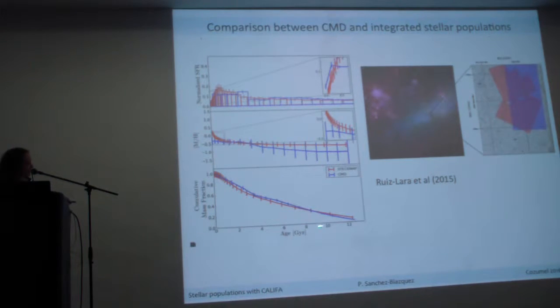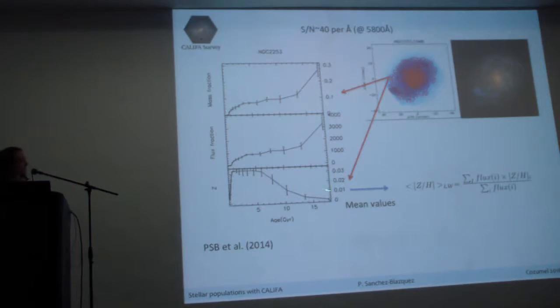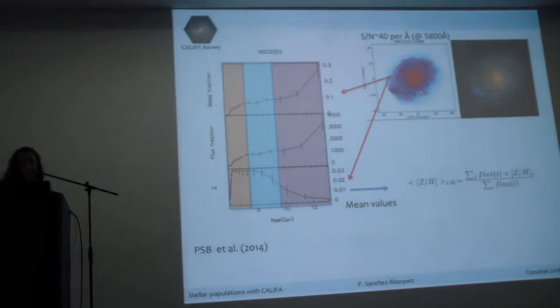So this is the cumulative mass fraction compared to the age, obtained with the color magnitude diagram in blue and with the stack map in red, so you can see that they agree pretty well, and also the age-metallicity relations. This result gives us confidence to do what I'm going to show you now. Those are the galaxies from CALIFA. We ran the stack map on the galaxies and obtained this output: the mass fraction versus age, the flux fraction versus age, and the age-metallicity relation. And what I'm going to do is to obtain the mean metallicity in different age ranges. I'm going to show the mass-weighted values here.